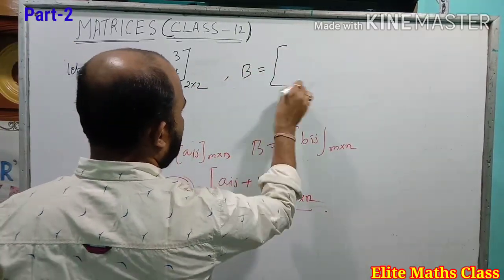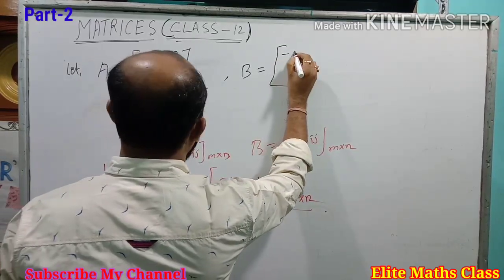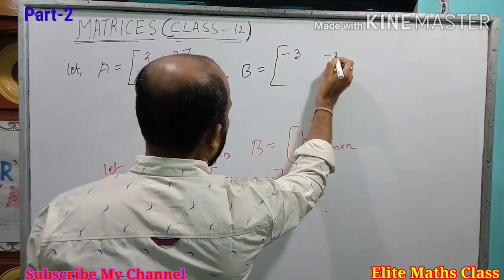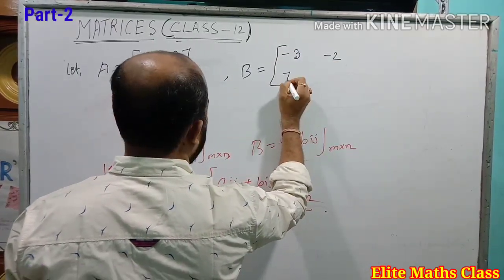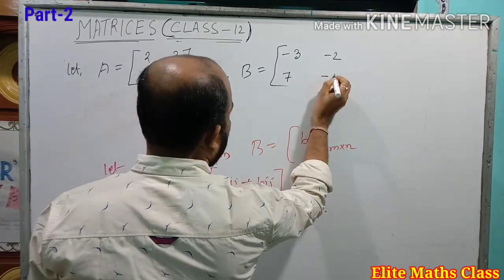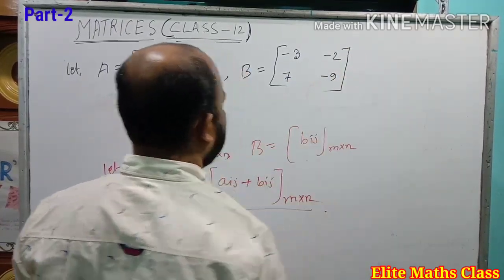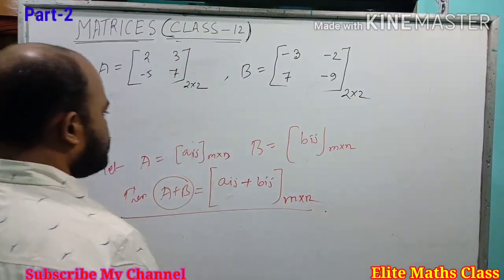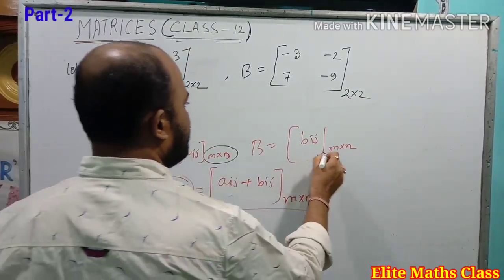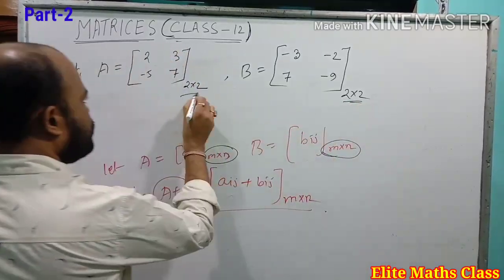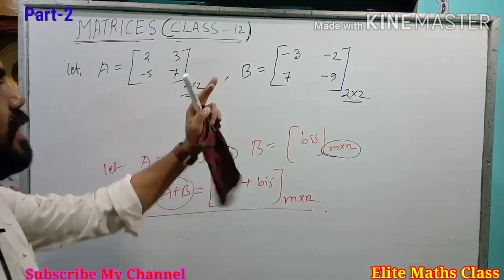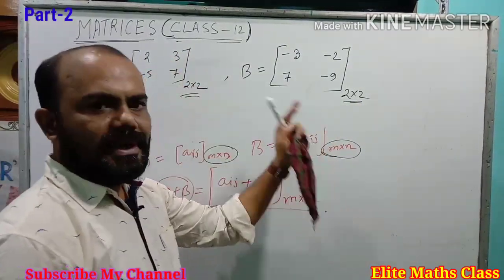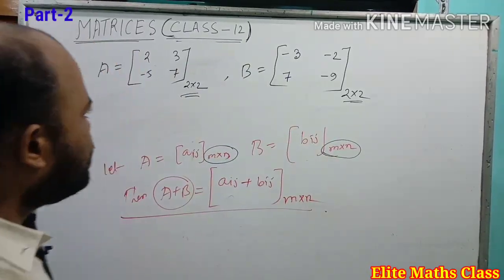Then let us take another matrix B. Say it is [-3, -2; 7, -9]. What is the order of the matrix? It is 2 by 2. Now see, this condition is satisfied. Both the matrices are of same order, 2 by 2, 2 by 2. So these two matrices are of same order, and hence we can find the addition of these two matrices.